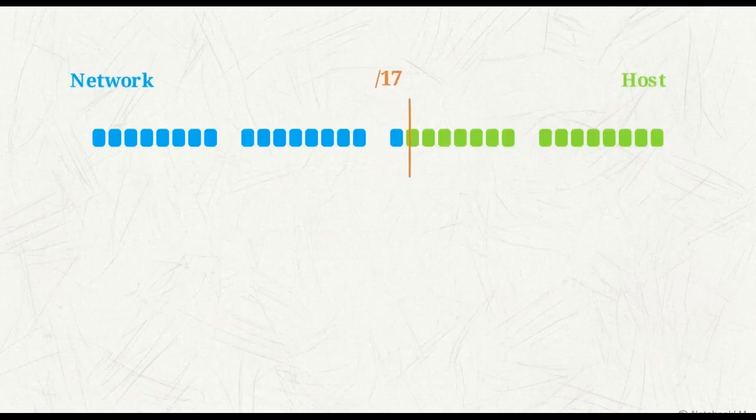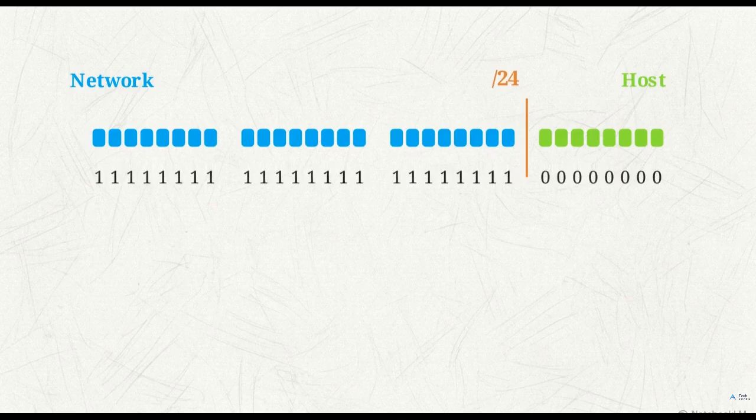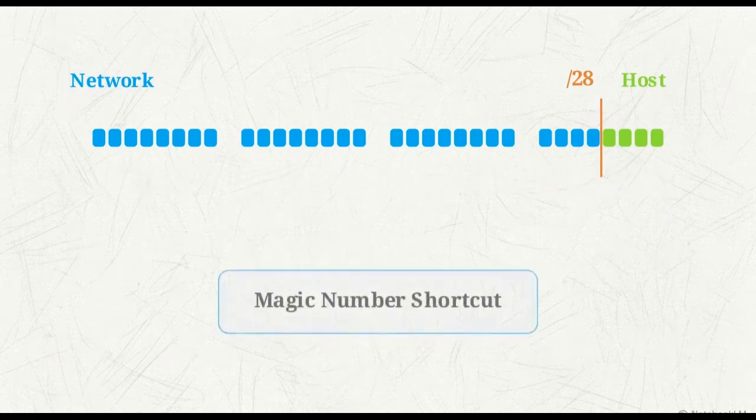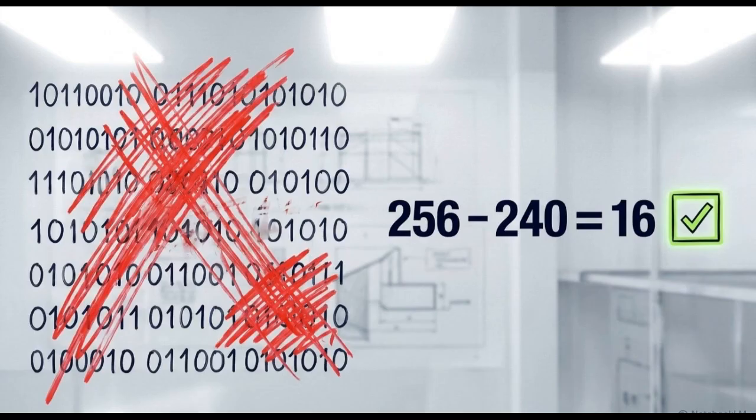This diagram shows using CIDR notation to define the exact boundary between network and host bits. A /24 is straightforward, but at a /28, calculating binary math is too slow for an exam. You need a faster approach, the magic number. Mastering subnetting isn't about performing grueling binary math. It's about using this decimal shortcut to save time and mental energy.